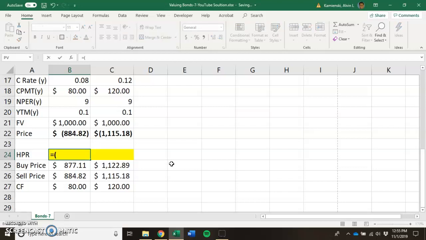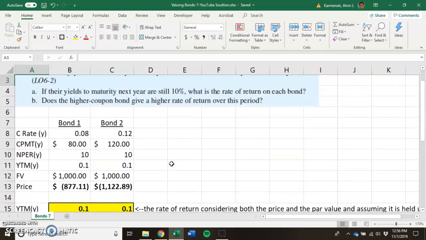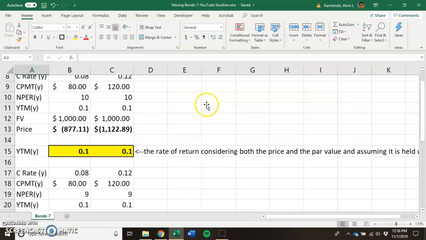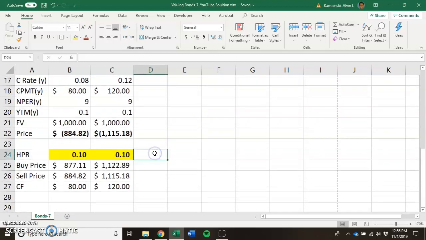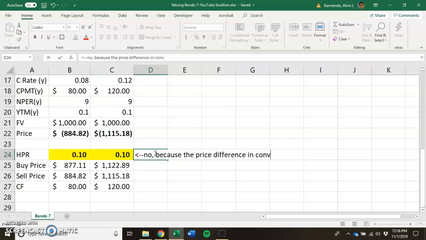So holding period return would be sell minus buy plus cash flows divided by the buy price, which for Bond 1 and 2 is 10% across. Thereby, question B, does the higher coupon bond give a higher rate of return over this period? And the answer would be no, because the price difference in concert with the coupon payment negates other effects.